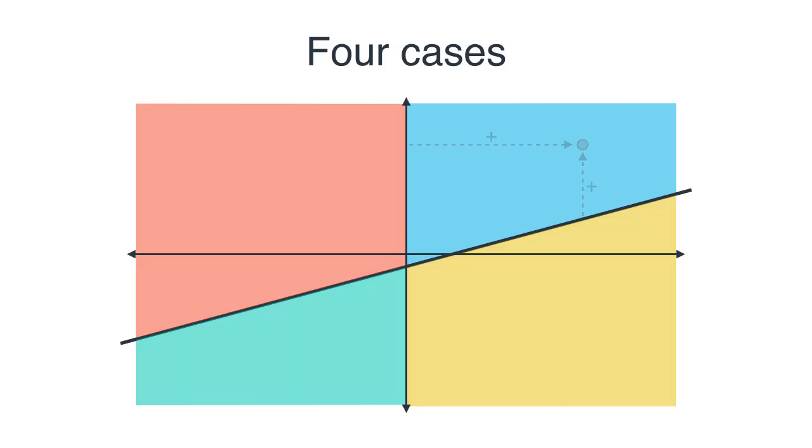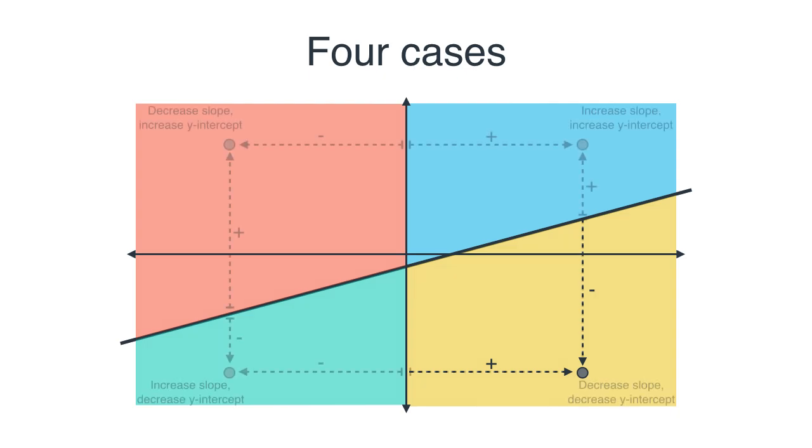Now let's go to the red region, which is over here. The distance between the vertical y-axis and the point is negative because it's now going to the left. And the distance from the line to the point is positive because it's going up. Now let's go to the green region. The distance between the y-axis and the point is negative, and the distance between the line and the point is negative because they're going to the left and down. So here they're both negative. And finally, in the yellow region, the distance between the y-axis and the point is positive because it's going to the right, and the distance between the line and the point is negative because it's going down.